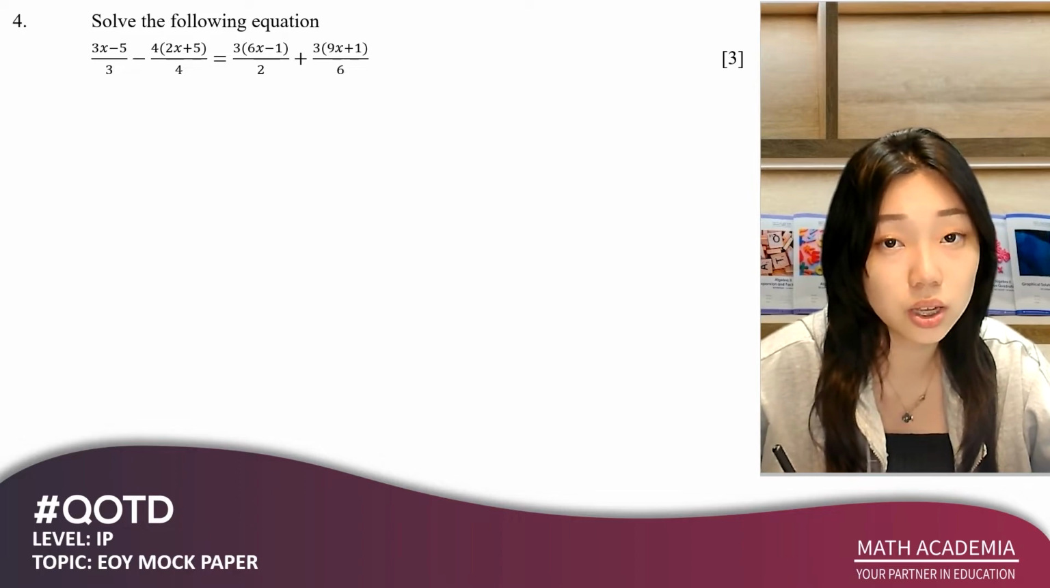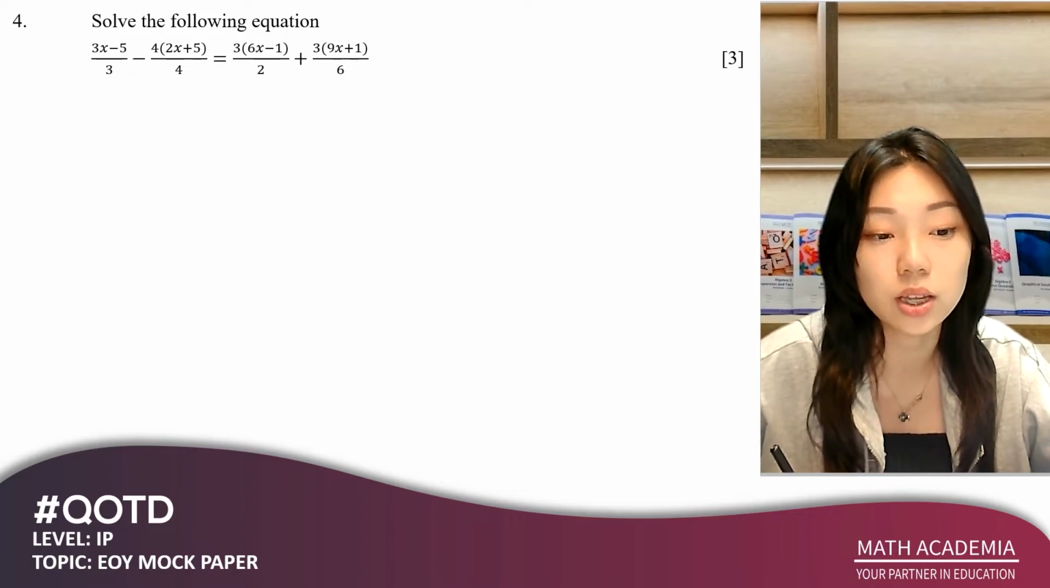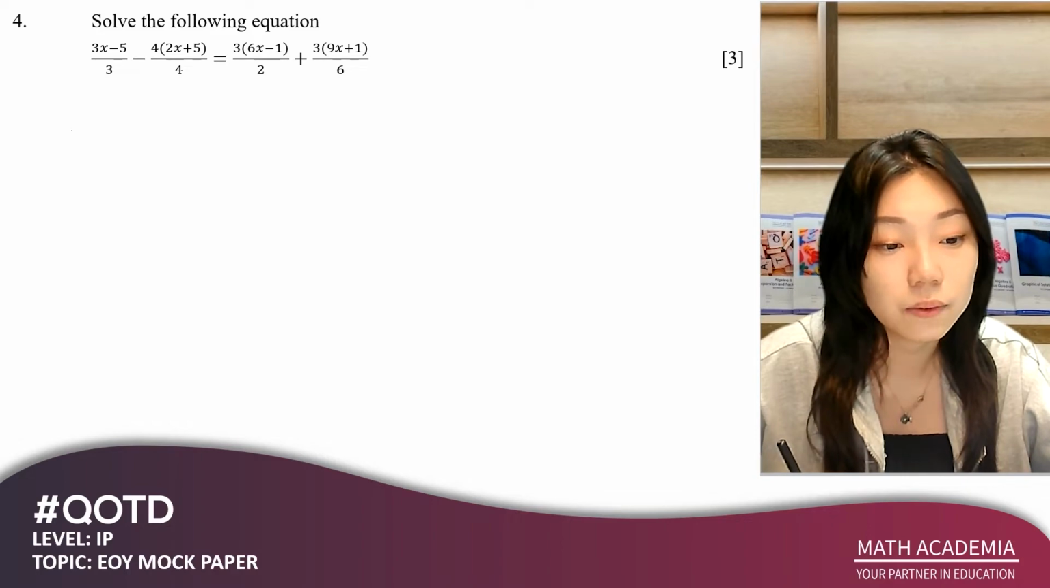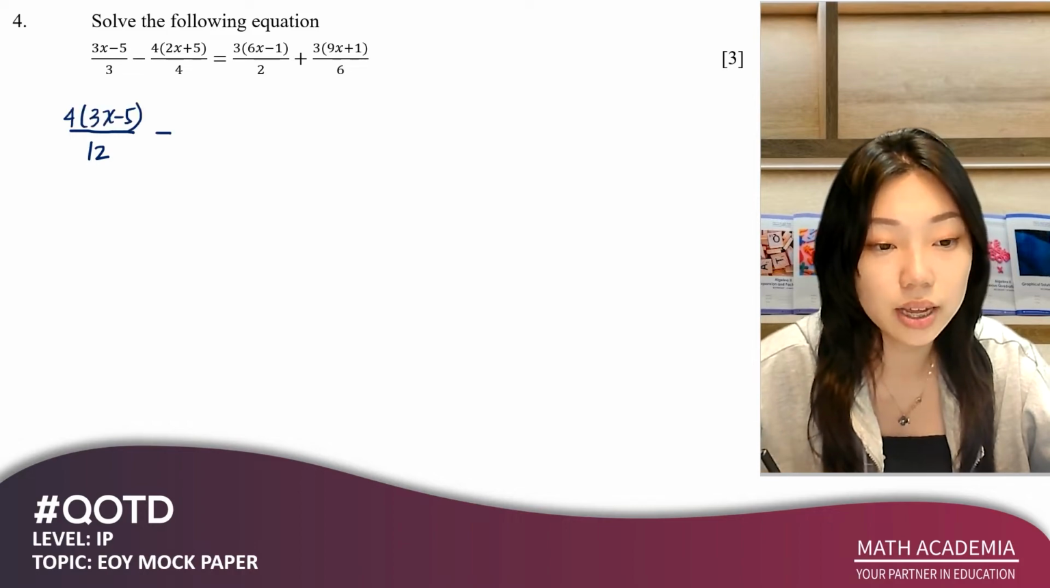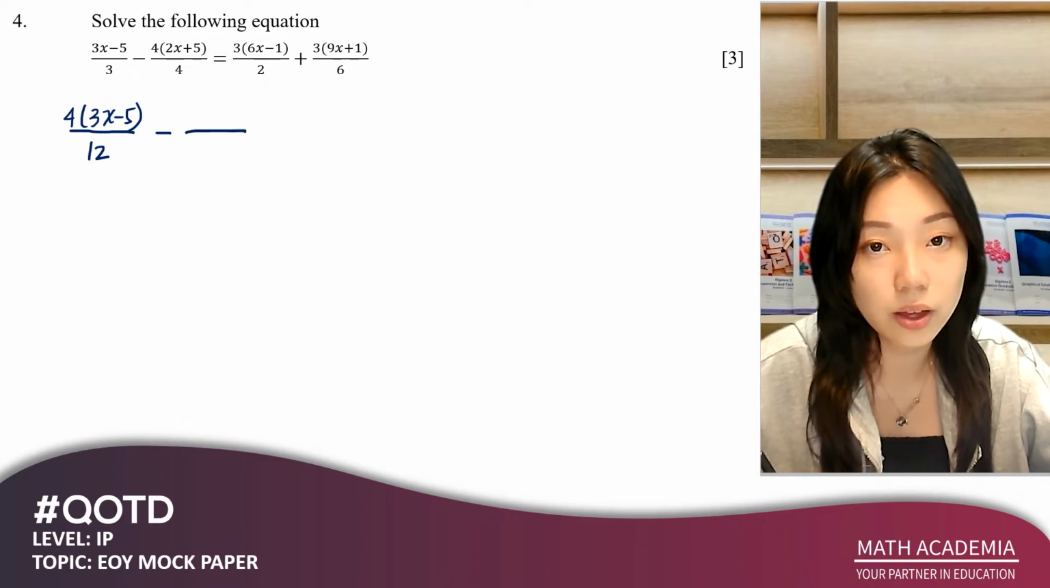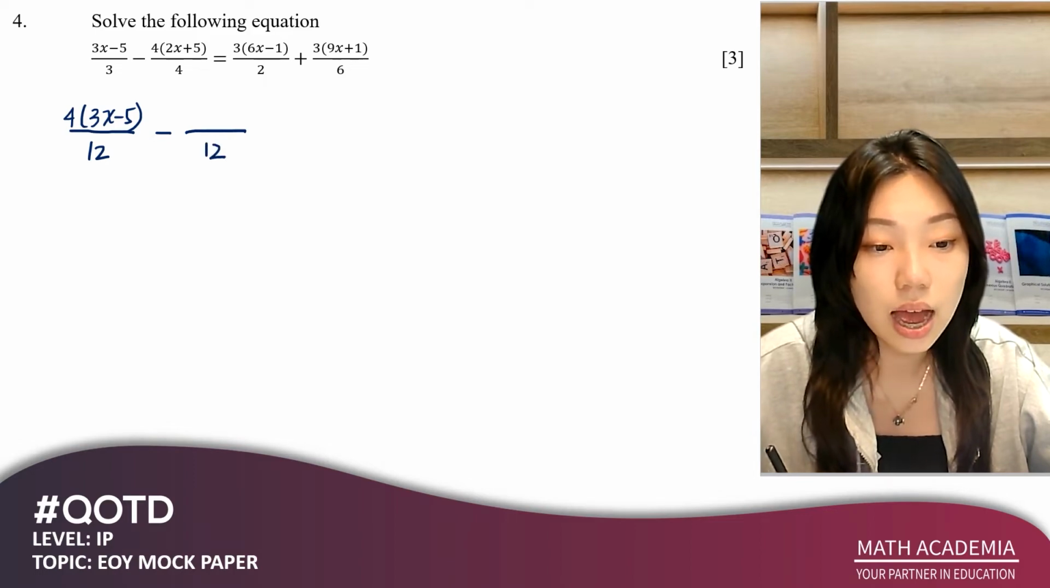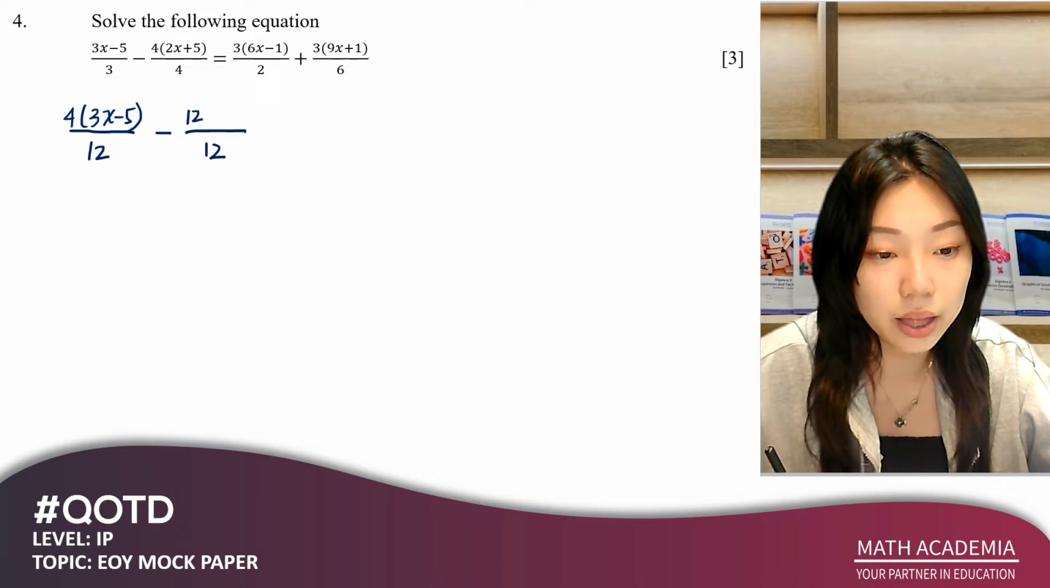Okay, so for 3, if I want to turn it into 12, I need to multiply by 4. If I multiply by 4 in my denominator, I need to multiply by 4 in my numerator. For our second fraction on the left, to turn 4 into 12, I need to multiply by 3. When I multiply by 3 in my denominator, I need to multiply by 3 in my numerator.